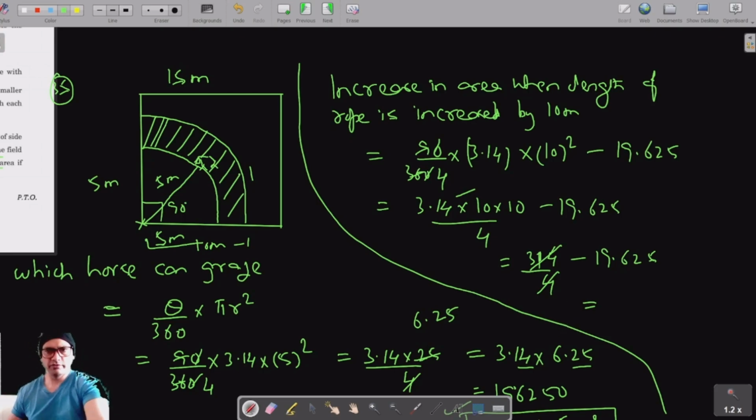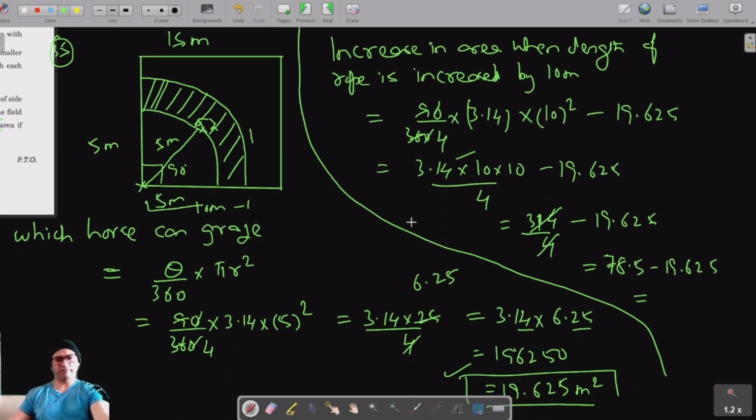314 divided by 4 gives us 78.5. So this is 78.5 minus 19.625, which will give us 58.875 meters square.